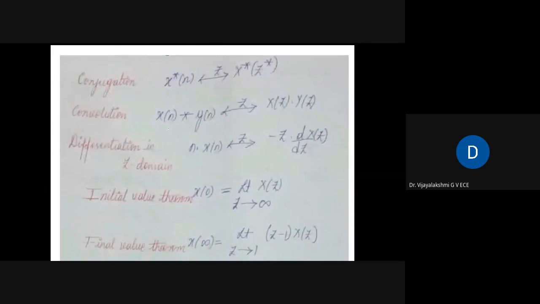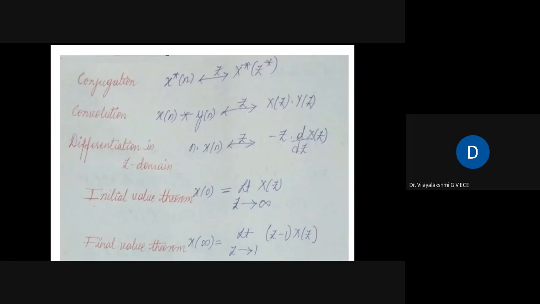Then if you convolve any two sequences in the time domain, that results in the product of their corresponding Z transforms in the z domain. Then differentiation in the z domain. If you differentiate X of z with respect to z and multiply by z, its corresponding time domain signal x of n will get multiplied by n. For all of these, till differentiation in the z domain, the signal considered is a double-sided signal, that is, n varies from minus infinity to plus infinity.